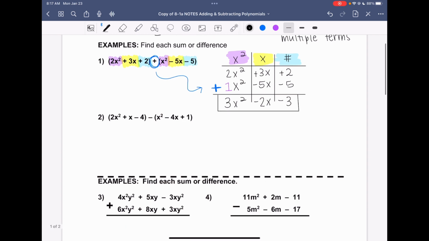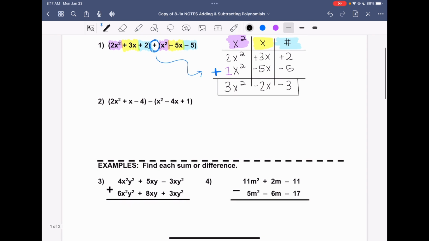All right, so this next one. Well, what if it asks us to subtract? Okay, nothing changes. We're still going to combine them into their columns that they need to be in. So again, as I'm looking at my terms, I have an x squared, I have x's, and I have numbers. And then I'm going to put them where they belong. So my x squareds, we have a 2x squared and a x squared.